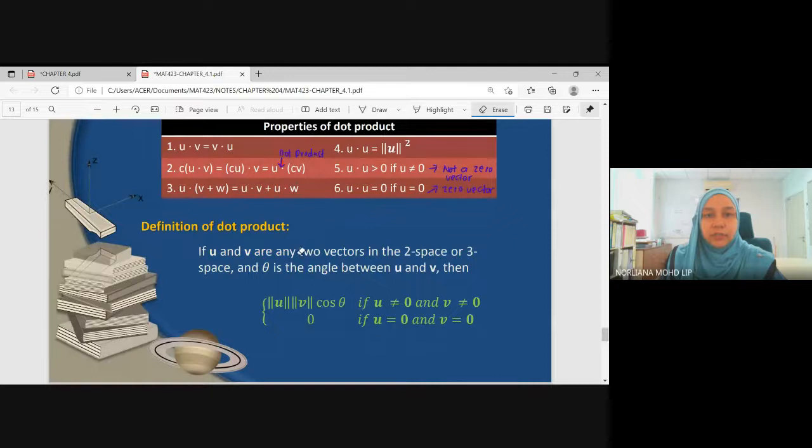Okay, definition of dot product. If u and v are any two vectors in two-space or three-space, and theta is the angle between u and v, then u dot v is the magnitude of u times the magnitude of v times cos theta, if u is not equal to 0 and v is not a zero vector. The dot product is equal to 0 if u is a zero vector or v is a zero vector.